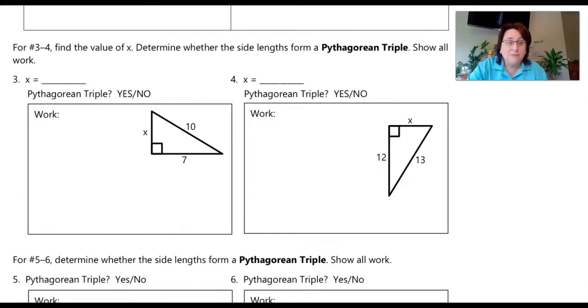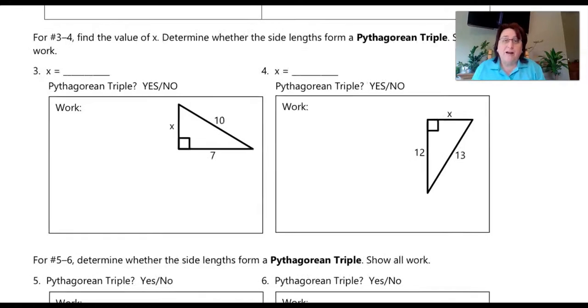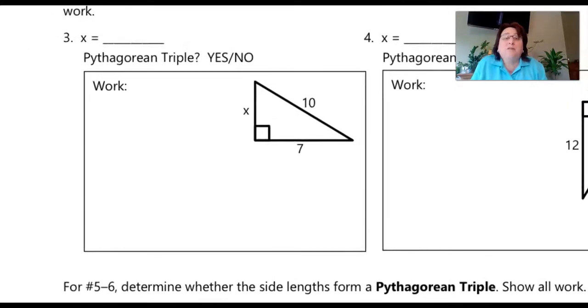Alrighty, y'all. Down here at number 3 and 4, it says to find the value of x and then determine whether or not the side lengths form a Pythagorean triple. So remember, in order to have a Pythagorean triple, what 2 things must be true? Hopefully you looked back in your notes and said, hey, Miss Smith, in order for us to have a Pythagorean triple, they have to be all 3 whole numbers and a squared plus b squared has to equal c squared. Okay, so let's go find x and see, is it a Pythagorean triple?